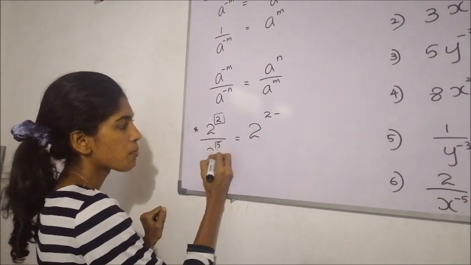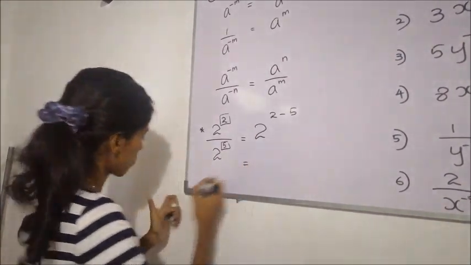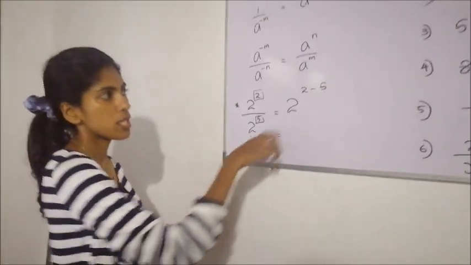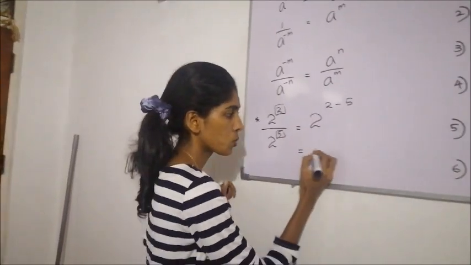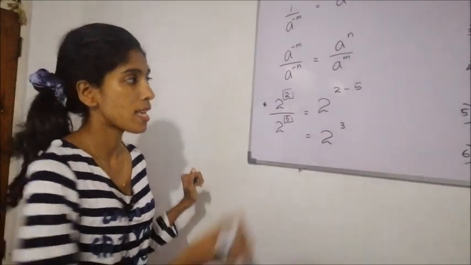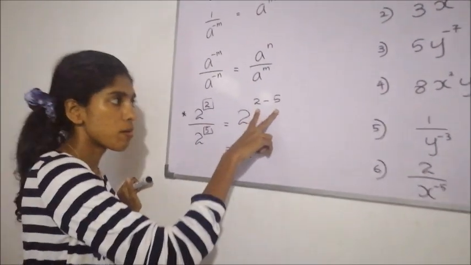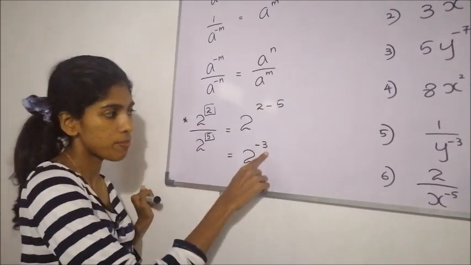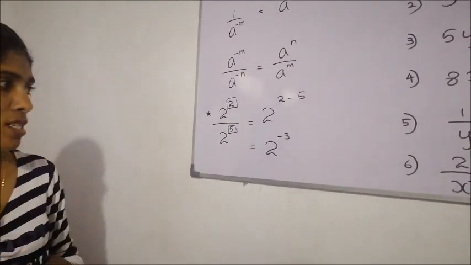From 2 we need to subtract 5, right? According to what we have learned, from 2 we cannot subtract 5, but from 5 we will subtract 2, and then the answer is 3. Which 3? That is minus 3, right? When the numbers have different signs, we need to subtract and take the sign of the bigger number here. Minus 3 is the answer.